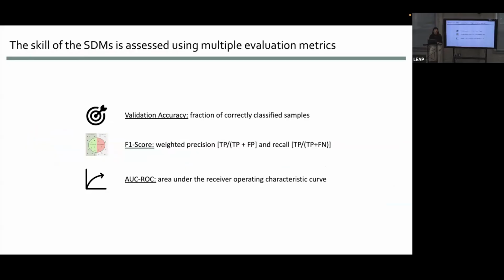We then assessed the skill of the models using a few different evaluation metrics. We calculated the validation accuracy, the F1 score, which is just a metric that weights precision and recall, and AUC-ROC, the area under the receiver operating characteristic curve. This is a very common metric for binary classification, which produces a curve that assesses the balance between the true positive rate and the false positive rate at different thresholds. But for all of these metrics, values closer to 1 are better. So if you remember nothing else, remember that.